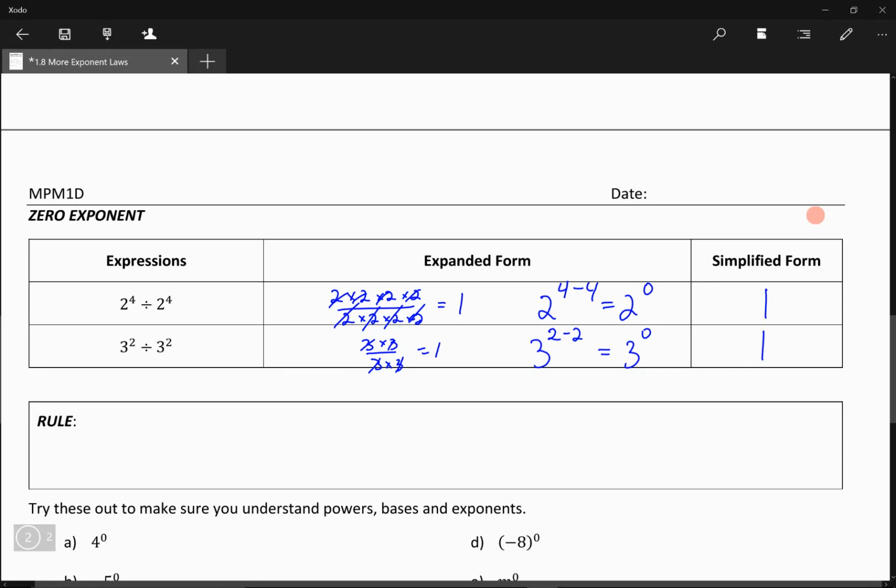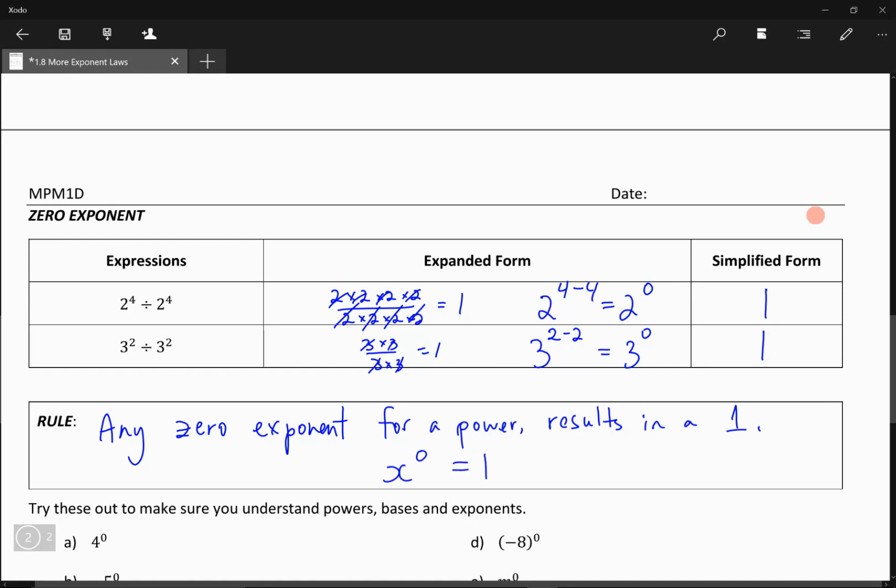So the rule is any 0 exponent for a power results in a 1. Okay, so any number you can say x to the power of 0 is always equal to 1.